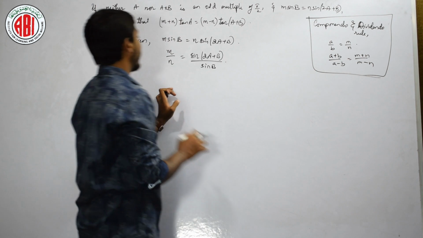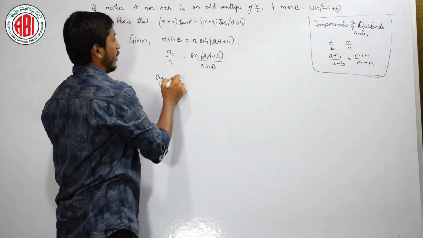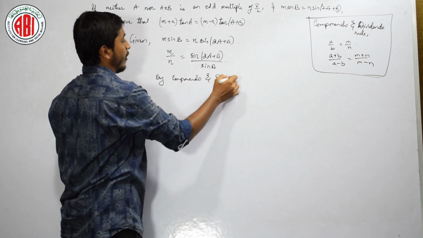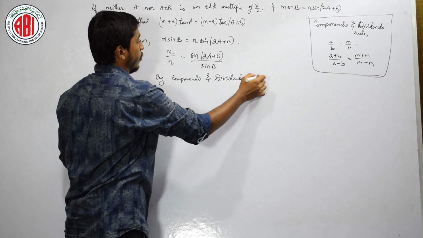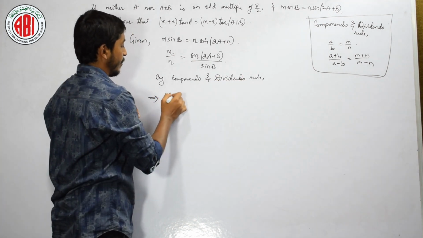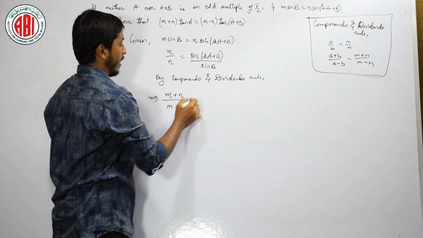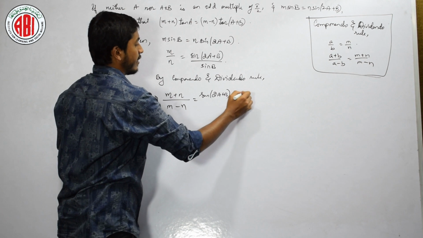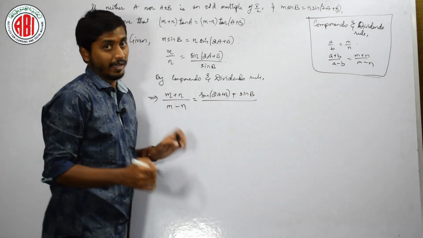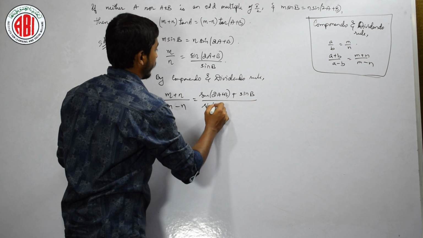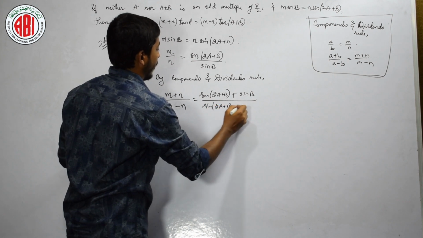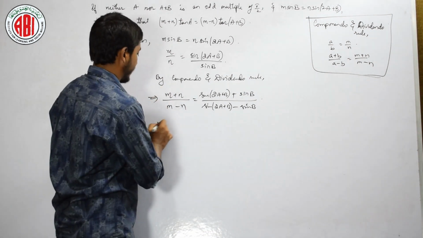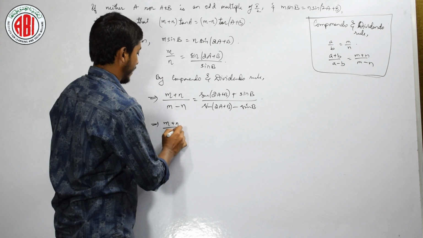Okay, now see here, by componendo and dividendo rule, this can be written as m plus n by m minus n is equal to sin of 2a plus b plus sin b divided by sin of 2a plus b minus sin b. Is it okay? Let us keep this as it is, m plus n by m minus n.